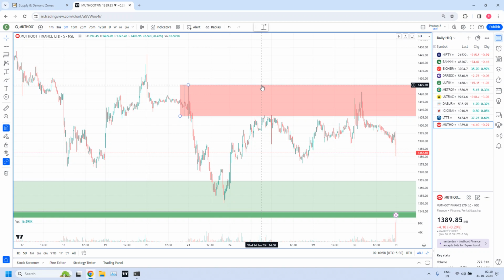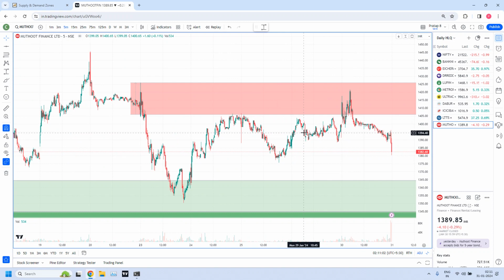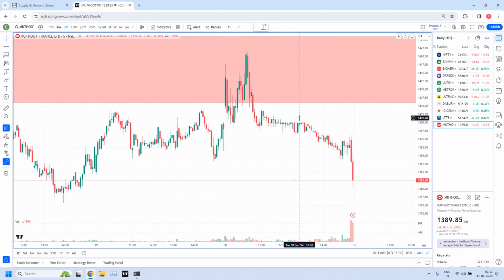Don't think that this is only for day trading related concepts. No, these are all supply demand zone concepts. They can be applied in any time frame. That point you should not forget.